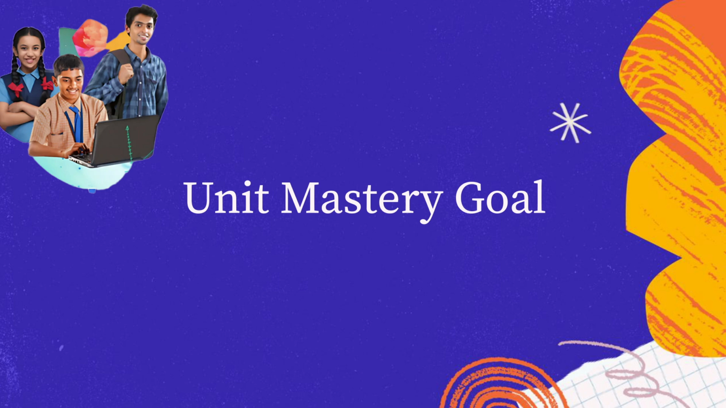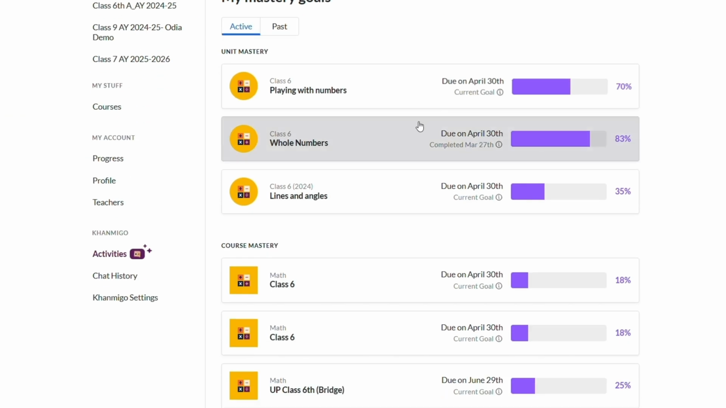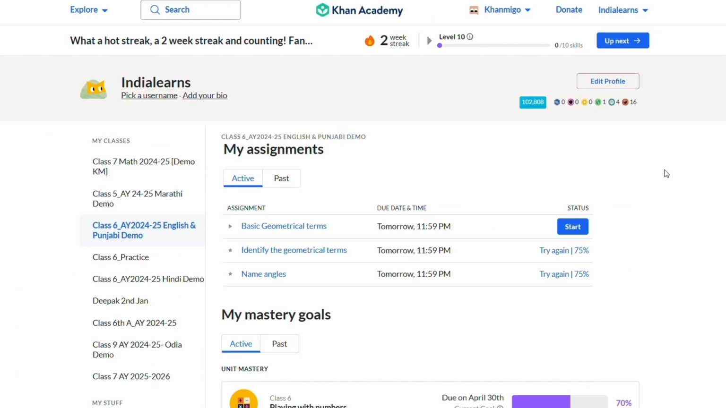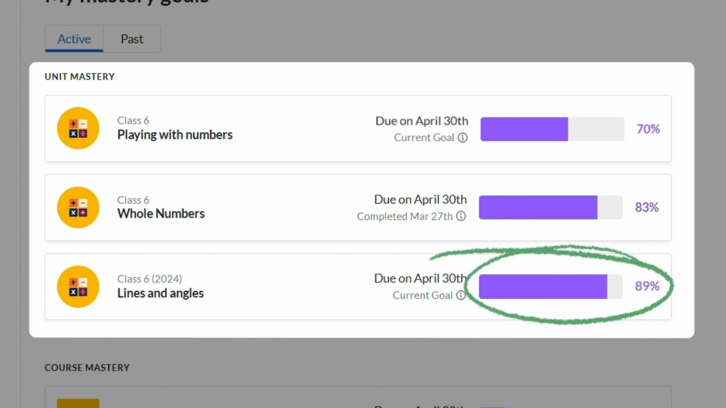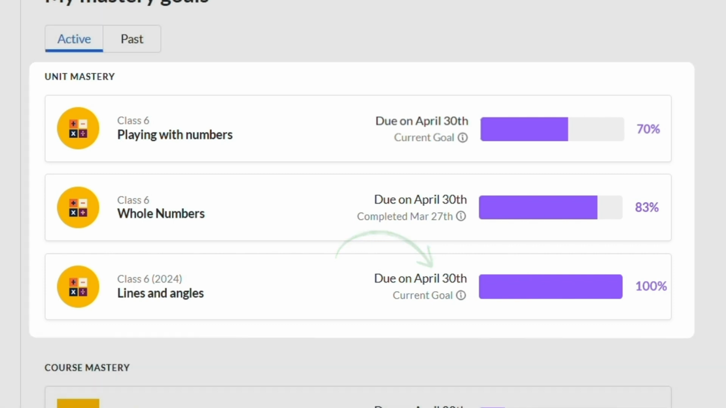Next, we have unit mastery goals. Units are like chapters in your course textbook. Khan Academy has unit mastery goals that your teacher assigns to you based on the chapters which are being taught in school. Just like the course mastery goals, you can also see your progress on unit mastery goals here. You will see the purple bar grow as you gain mastery points from that unit. And you can also see the due date for completing this goal.